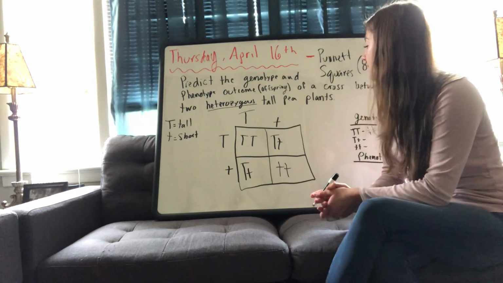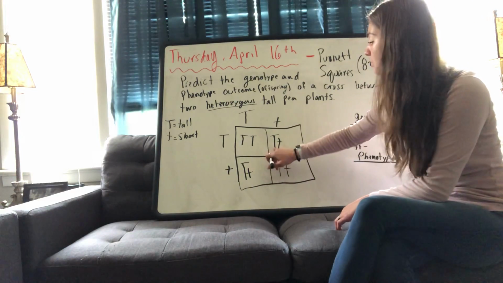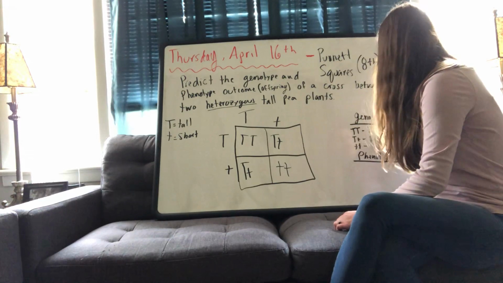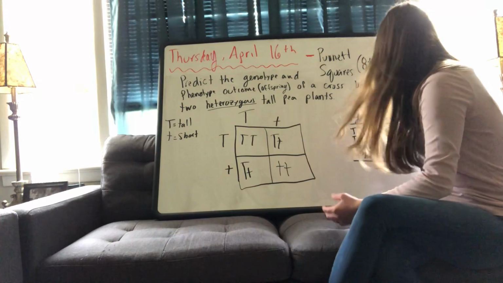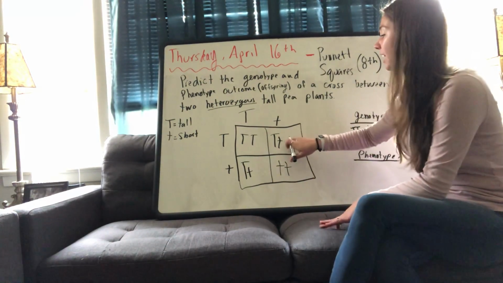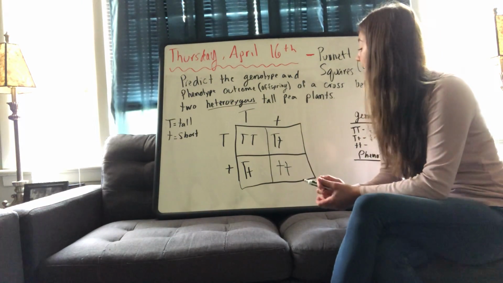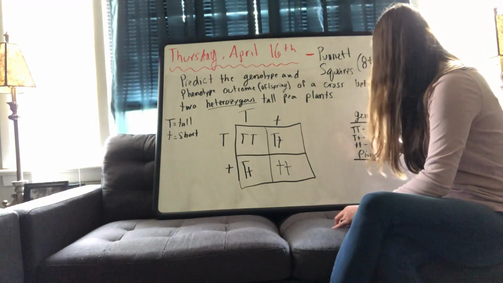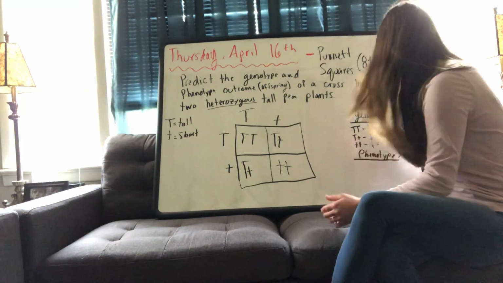I'm then going to look at my next genotype, which is big T, little t, and I have 2 out of 4 for that. And 2 out of 4 is going to be equivalent to the percentage of 50%. So there's a 50% chance of having a heterozygous dominant tall pea plant. The last genotype we need to look at here is little t, little t, which is 1 in 4, which is going to be equivalent to 25%.